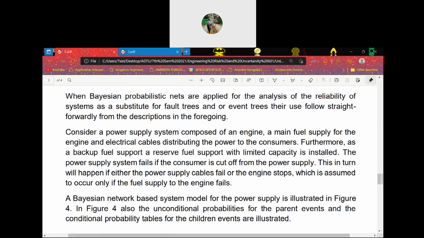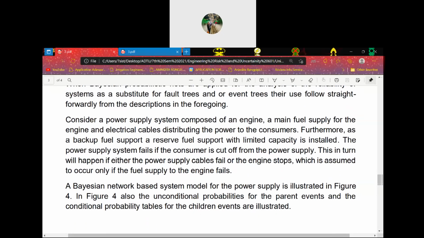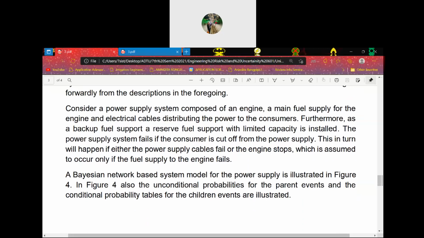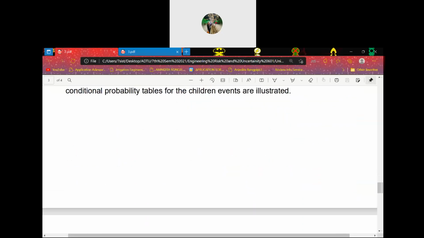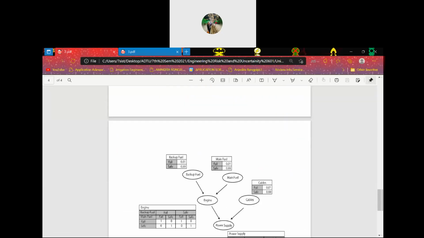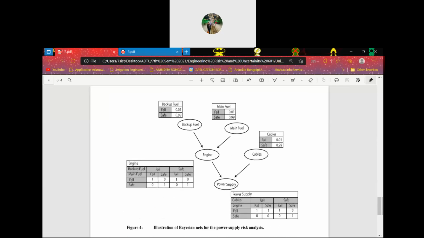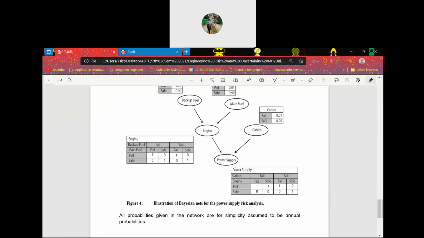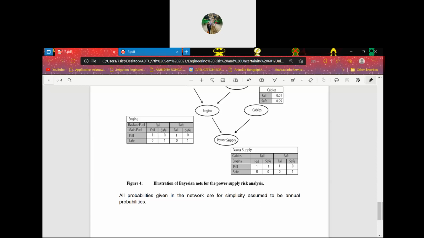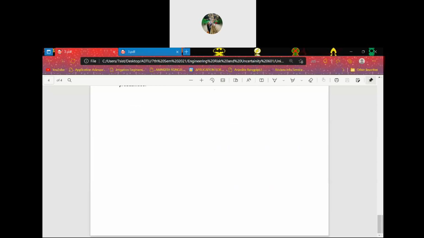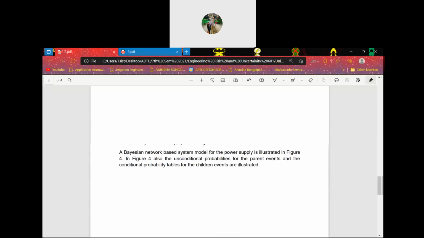A Bayesian network based on the system model for the power supply is illustrated in figure 4, where the unconditional probabilities for the parent events and the conditional probability tables for the child events are also illustrated. In figure 4, you can see the illustration of the Bayesian network for the power supply risk analysis, where the backup fuel goes to the engine and also the main fuel goes to the engine. Then this engine is connected through cables and finally the power is supplied. All probabilities are given in the network. For simplicity, they are assumed to be annual probabilities in this Bayesian network.